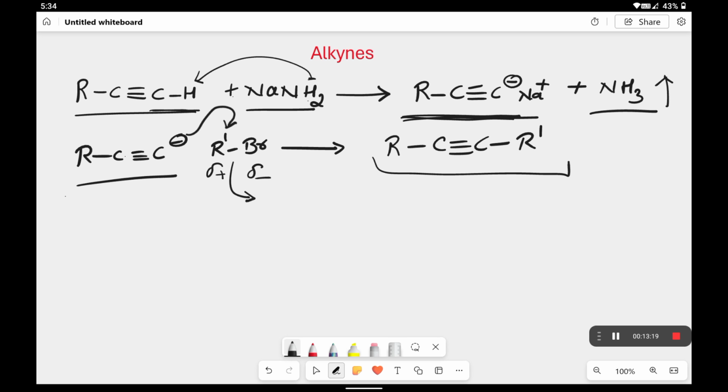Next we can discuss the stereochemistry. Suppose you have taken a terminal alkyne, and to this you are adding sodamide, and then you are adding this one.